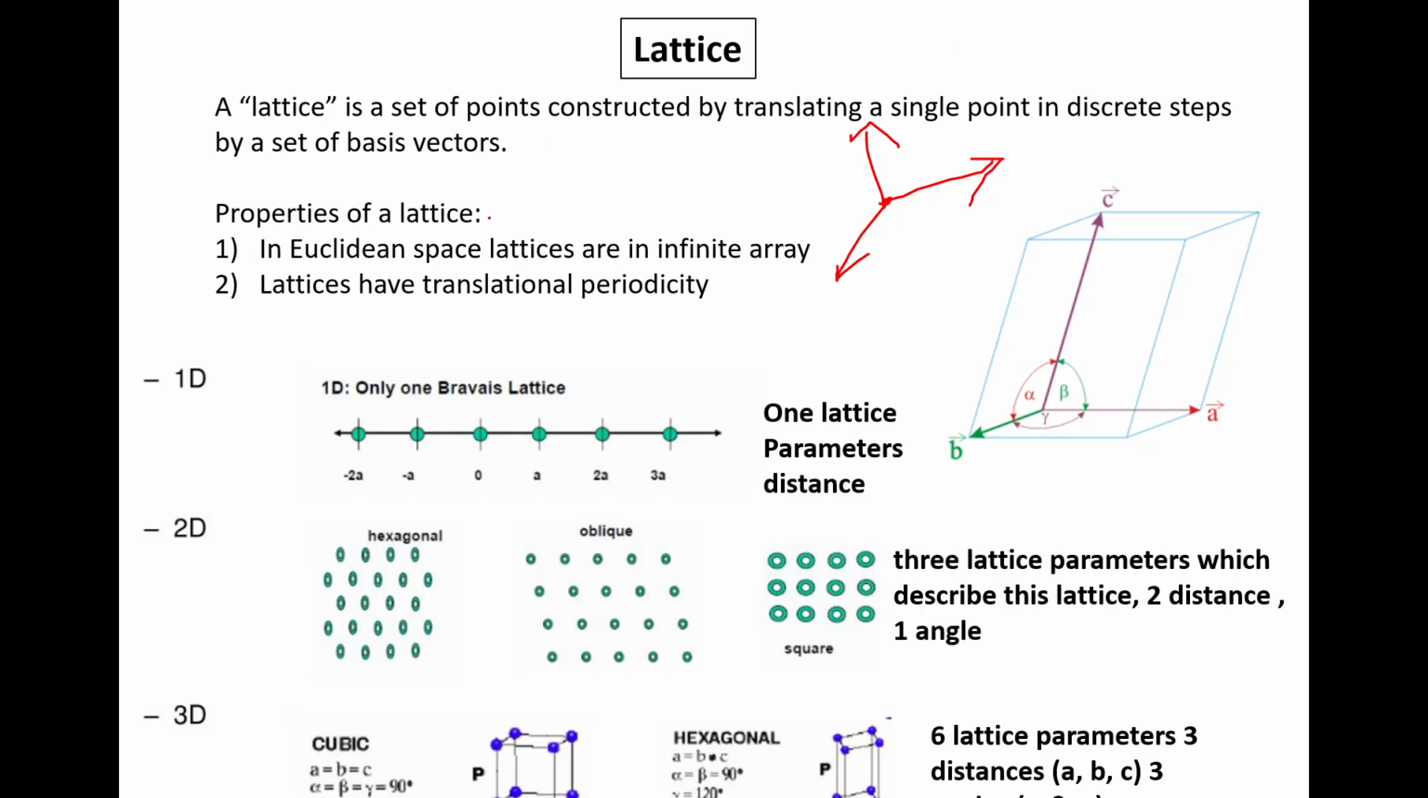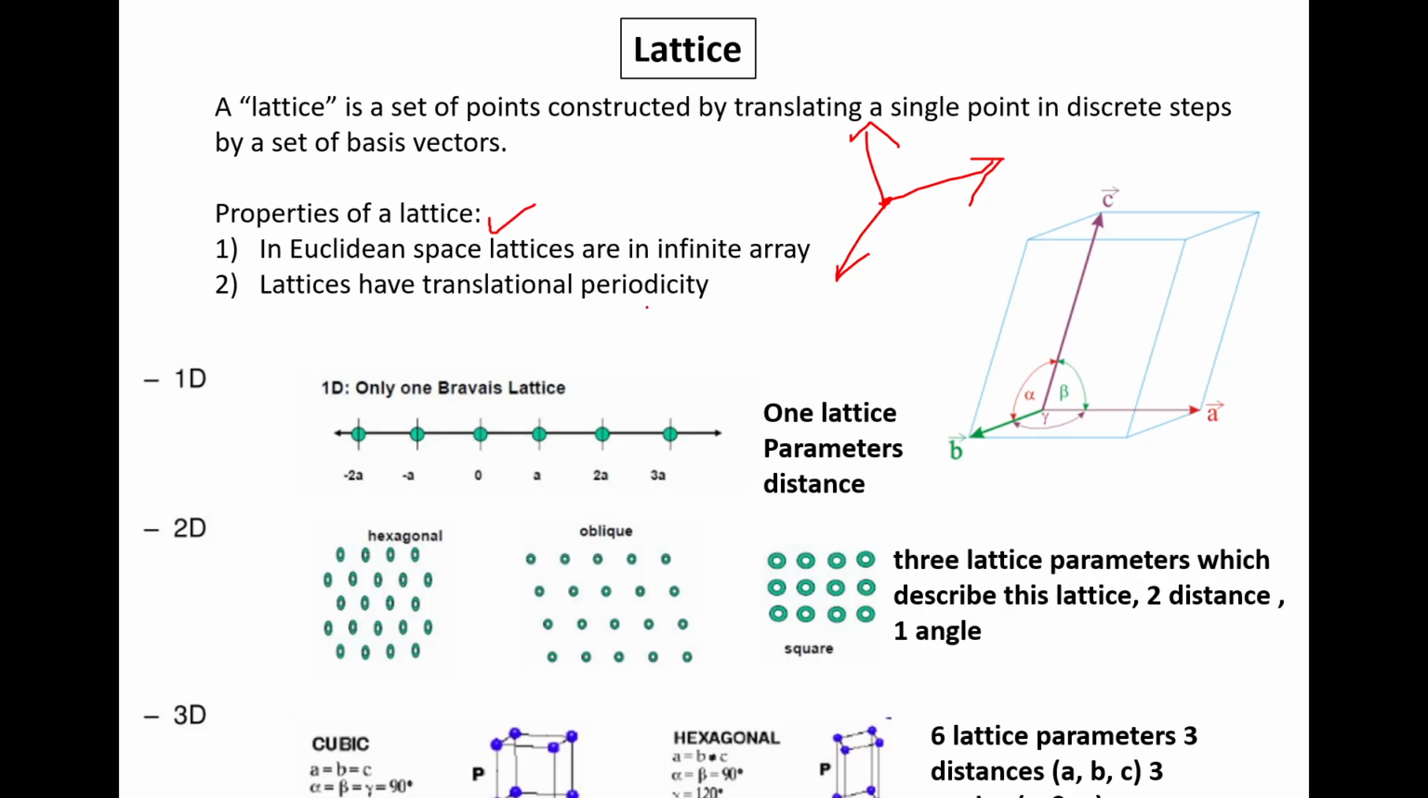What are the properties of a lattice? In Euclidean space, lattices are an infinite array. This means you can put an infinite array of points in the x direction, y direction and z direction. So that can be a lattice. But that is not real. That is an ideal scenario.